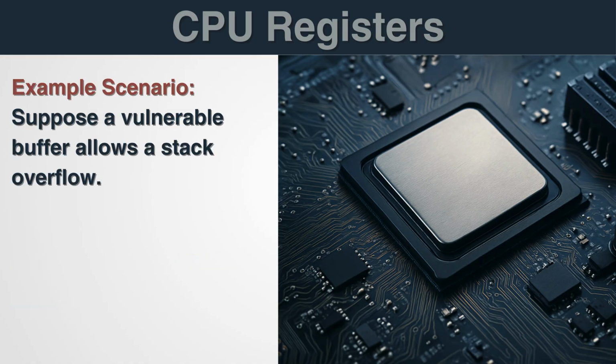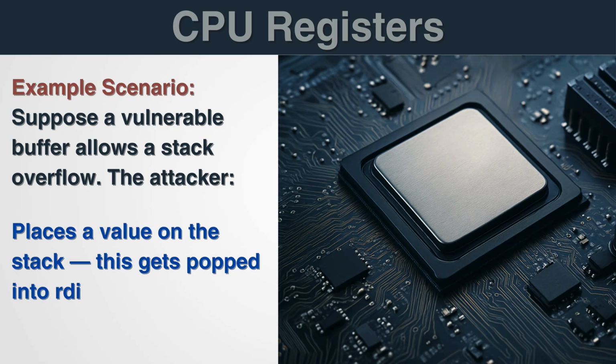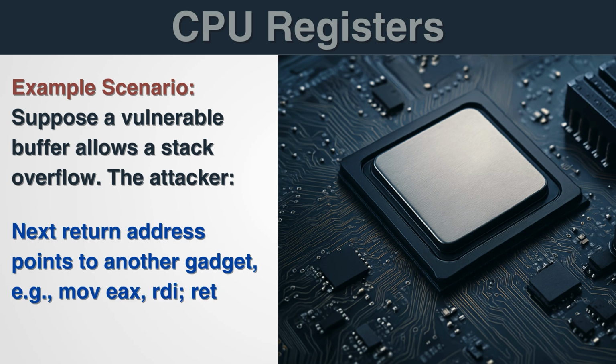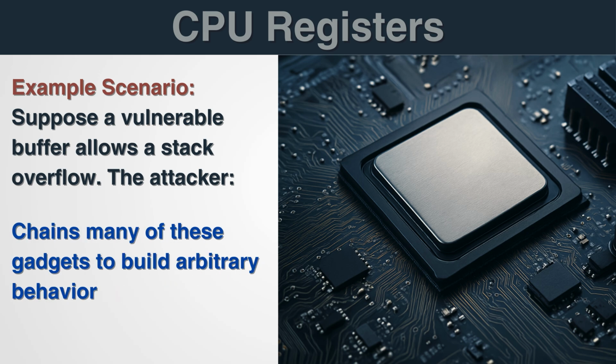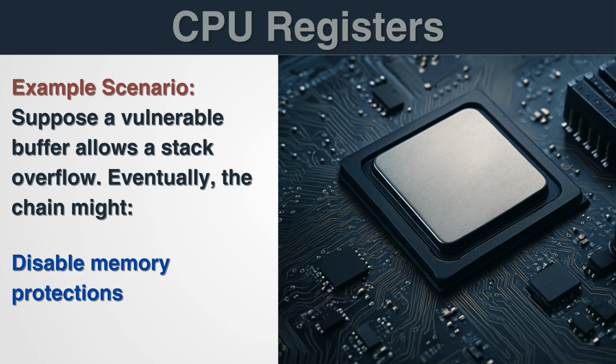So suppose a vulnerable buffer allows a stack overflow. The attacker might overwrite the return address to point to a gadget, place a value on the stack that gets popped in. Next return address points to another gadget, chaining many of these gadgets to build arbitrary behavior. And eventually the chain might do things like set up a syscall, disable memory protections, load shellcode from somewhere else.